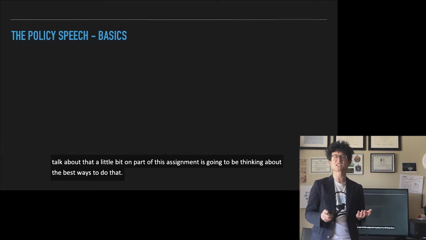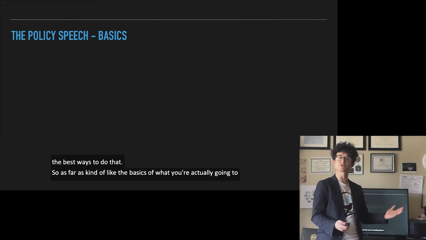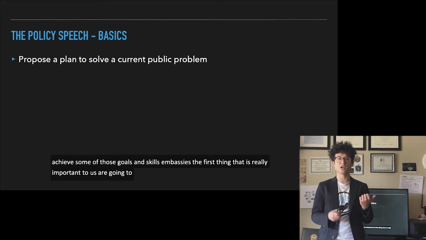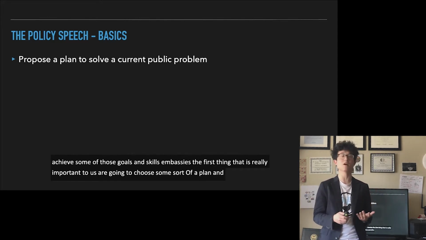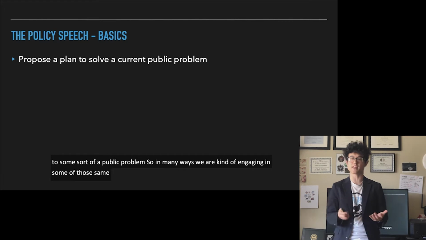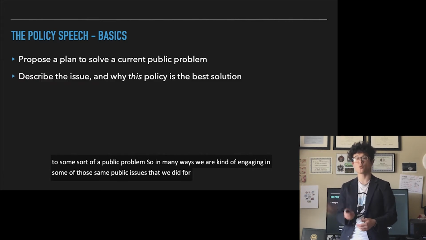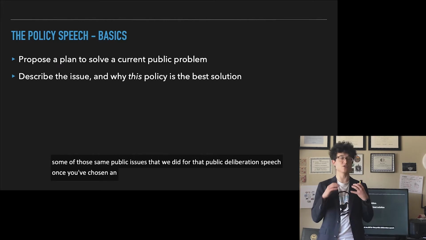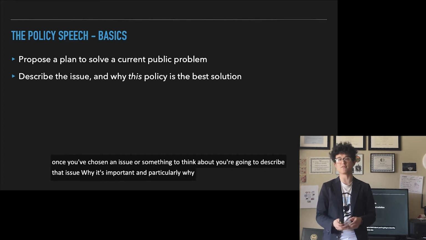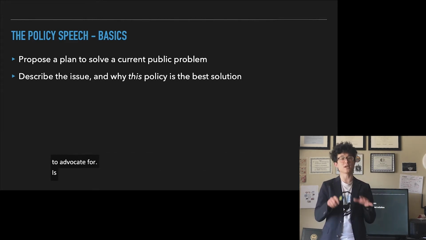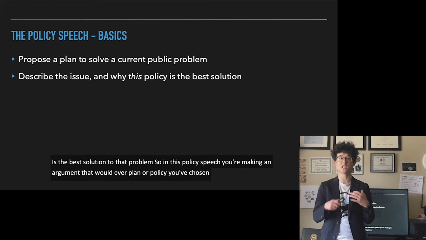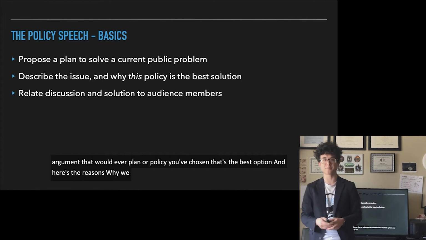So as far as the basics of what you're actually going to be doing to achieve some of those goals and skills emphases, the first thing that is really important is you're going to choose some sort of a plan and propose a solution to some sort of a public problem. So in many ways, we are engaging in some of those same public issues that we did for that public deliberation speech. Once you've chosen an issue, you're going to describe that issue, why it's important, and particularly why the policy that you're choosing to advocate for is the best solution to that problem. So in this policy speech, you're making an argument that whatever plan or policy you've chosen, that's the best option, and here are the reasons why we should advocate for it.